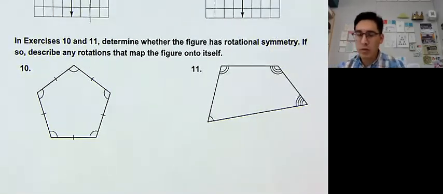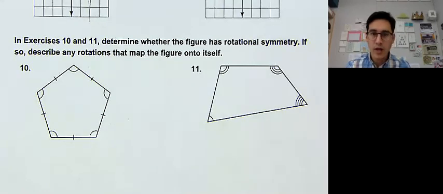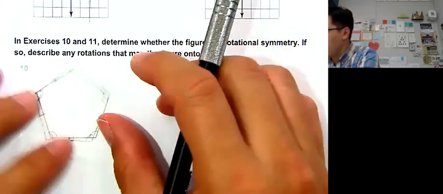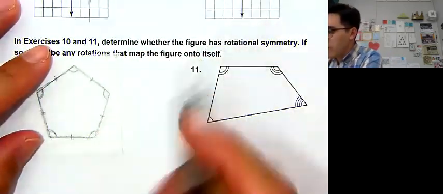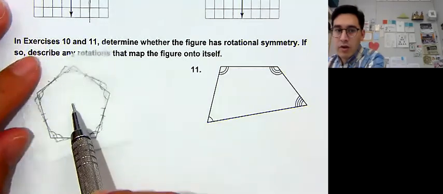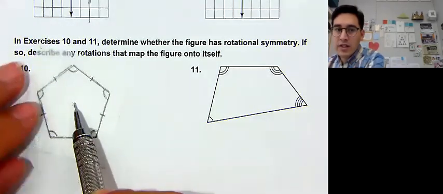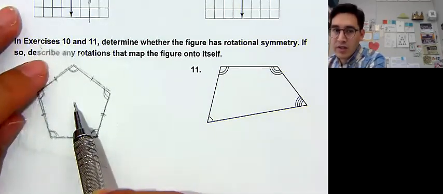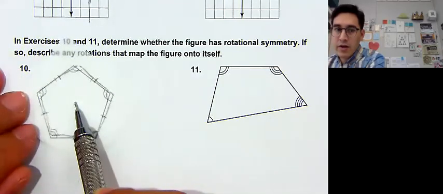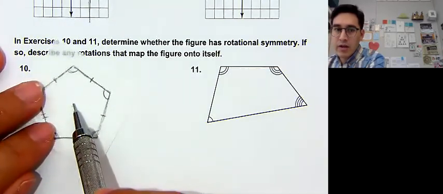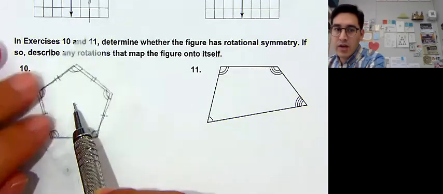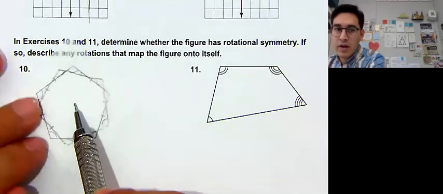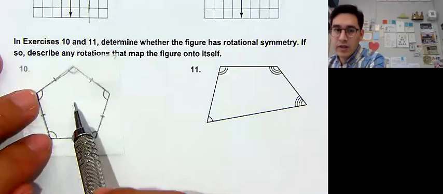All right, last two problems don't have any coordinates, okay? It's just some shapes, and we want to know whether these shapes have rotational symmetry. All right, so rotational symmetry means that if we rotate the shape around its center, we can somehow get it to line up with itself again, okay? So there I did a turn, and the pentagon lined up, and here I can turn again, and it lines up again. Okay, and then I turn again, and then I turn again, and then I turn again, right?